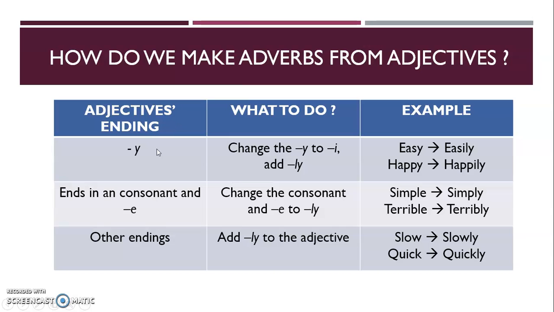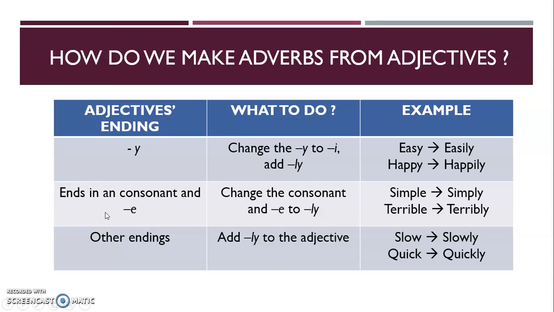Okay, let's take for example, adjectives ending with y. So when we see adjectives ending with y, we should change the y to i and add ly. Right? For example, the adjective easy. We scrap off the ending y, we add i and then plus ly. Same goes for happy. Happy, happily.